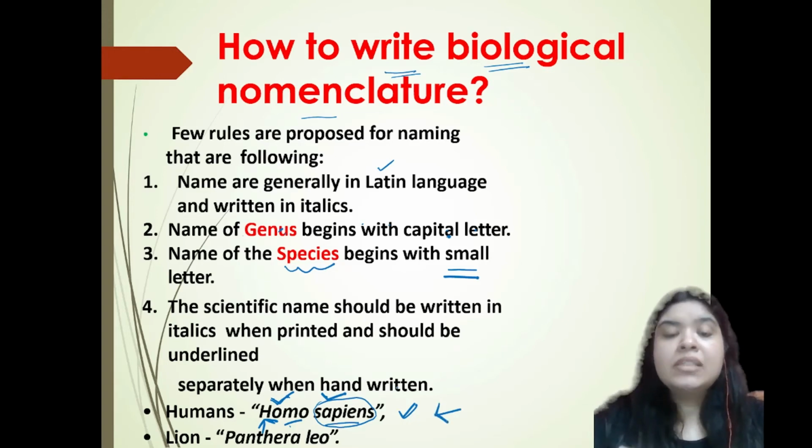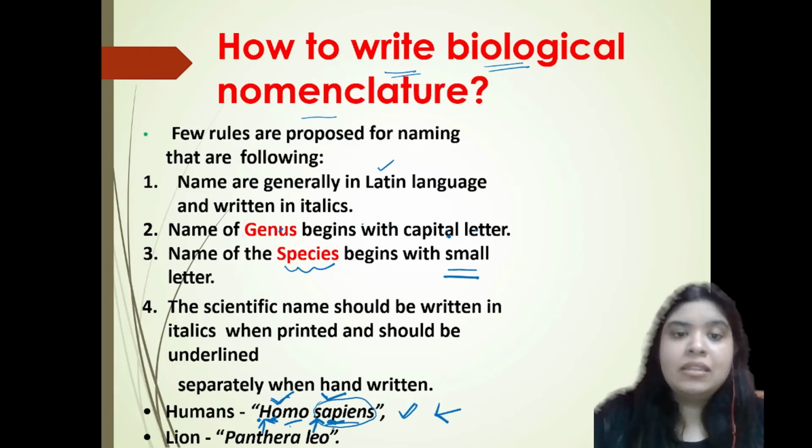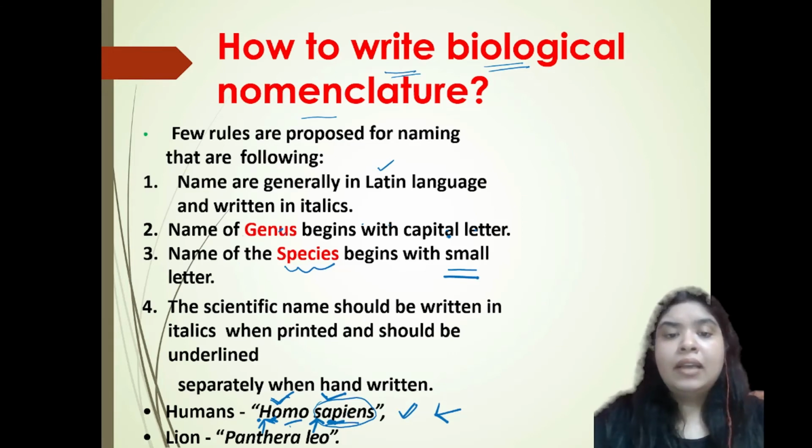You can see this example. Human beings have the scientific binomial nomenclature Homo sapiens. Homo represents the genus of human beings, H-O-M-O, so H is capital over here. This is the first letter of the genus. Sapiens represents the species of human beings, and the first letter of sapiens is a small s only. We haven't capitalized this.